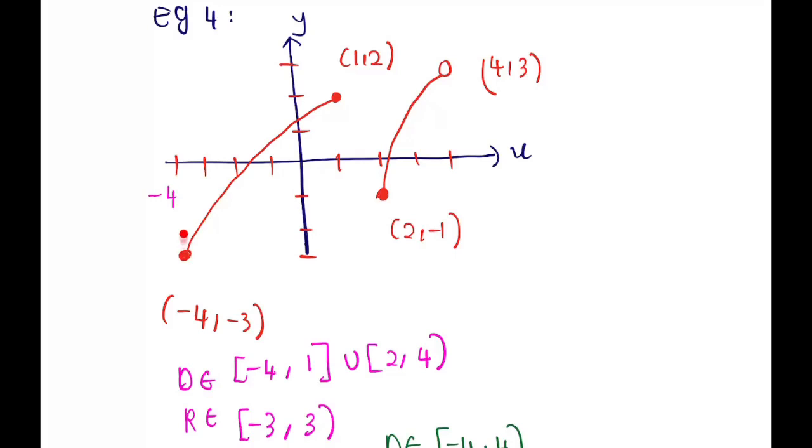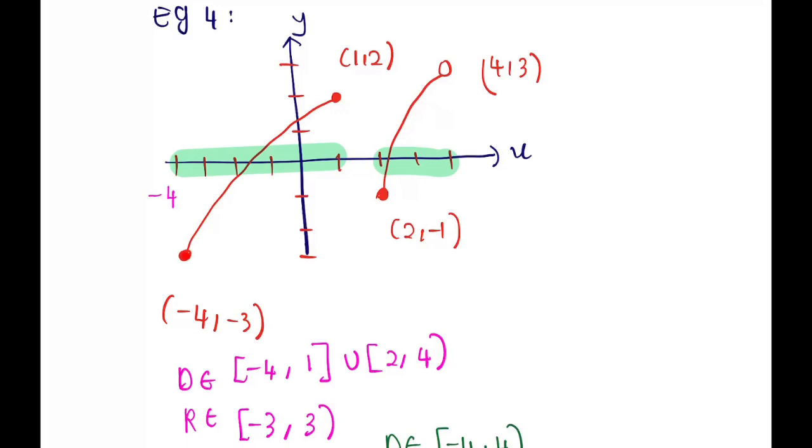So your x started from here up until here and continue again here up until here. So let me highlight for you. This is it. And then continue again this. So let's conclude our answer. This is from minus 4 included until 1. And another domain is union 2 included until 4 not included.